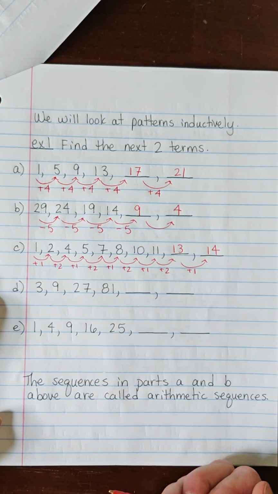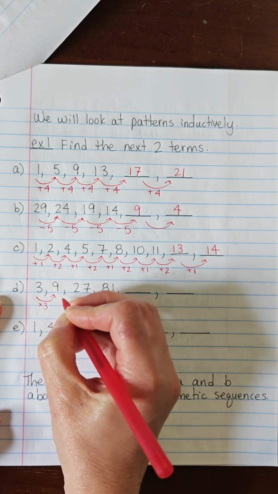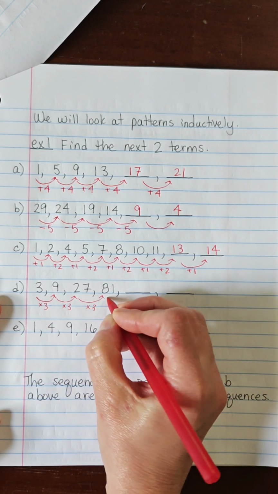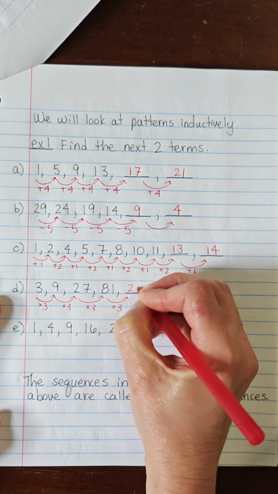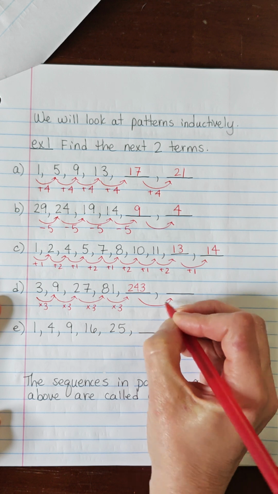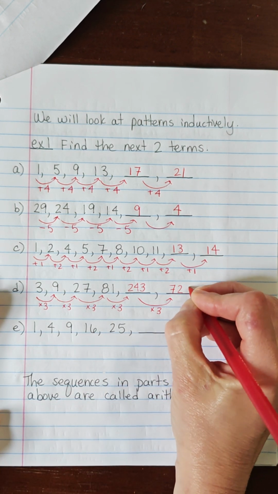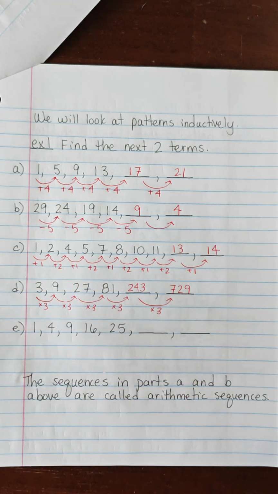This one, instead of addition or subtraction, is a multiplication pattern. I'm multiplying by 3 every time. So 81 times 3 will be 243. And then 243 times 3, I don't know that one off the top of my head. I knew 81 times 3 in my head. That'll be 729. So our patterns can be addition, subtraction, multiplication. They could even be division.